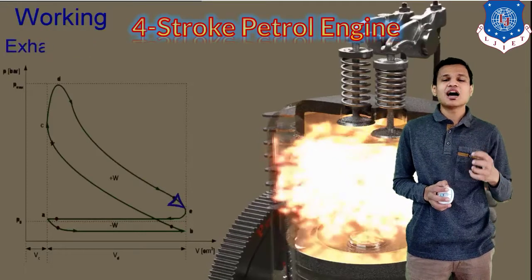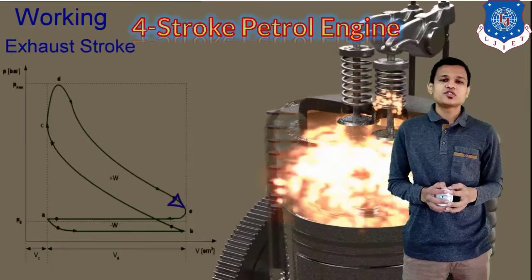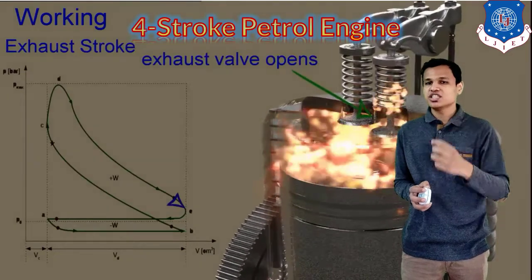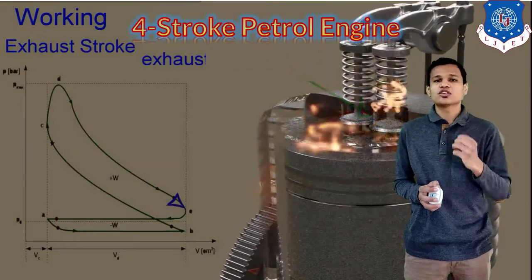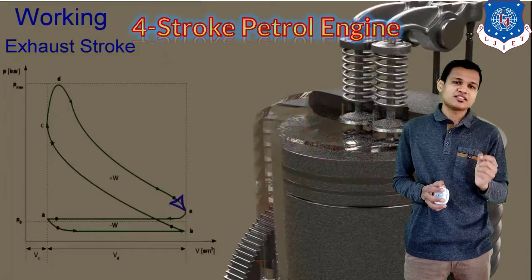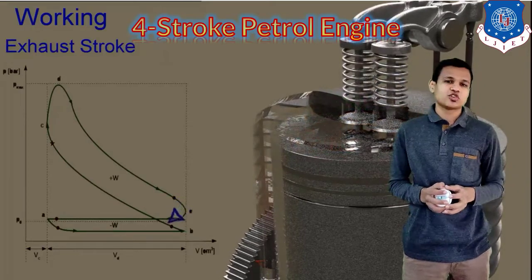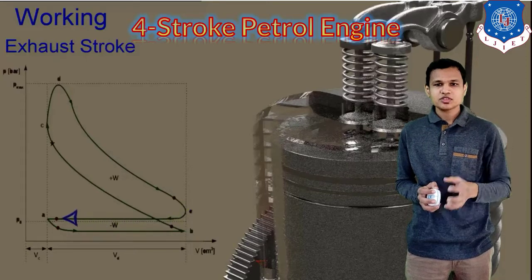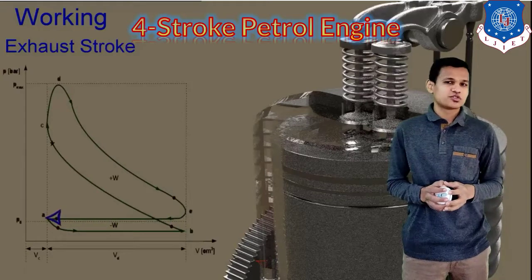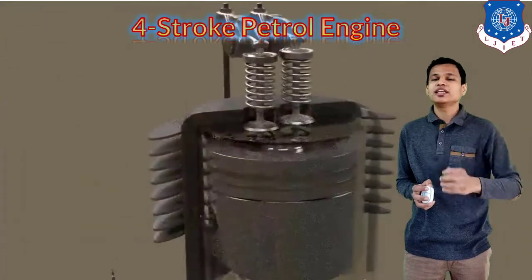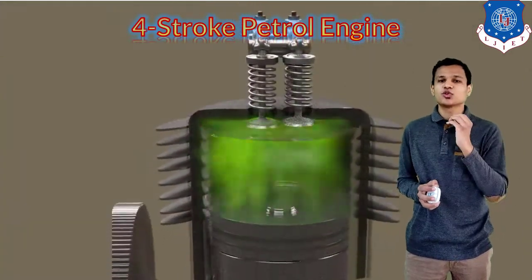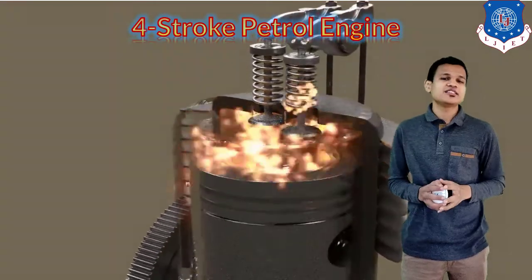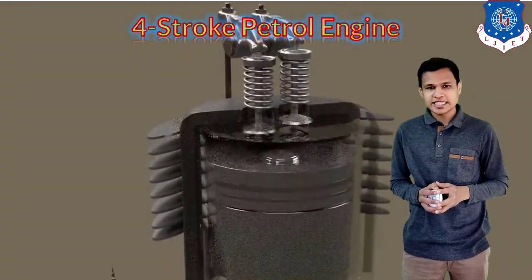After completion of the power stroke, the last stroke is to get the gases out of the engine, which is known as the exhaust stroke, in which the gases are expelled through the exhaust valve by opening it. So these were the four strokes commonly used in the four-stroke petrol engine, right? So this was a basic operation of the four-stroke petrol engine.